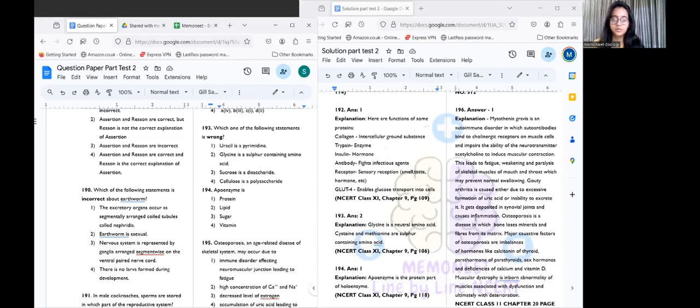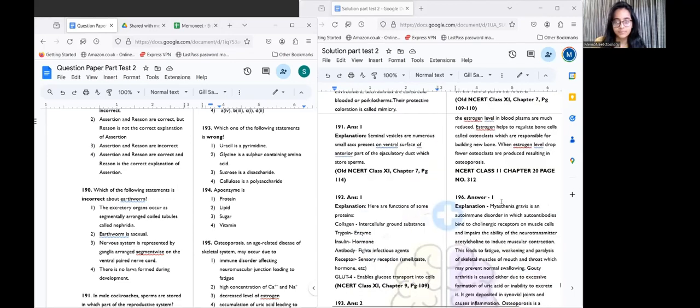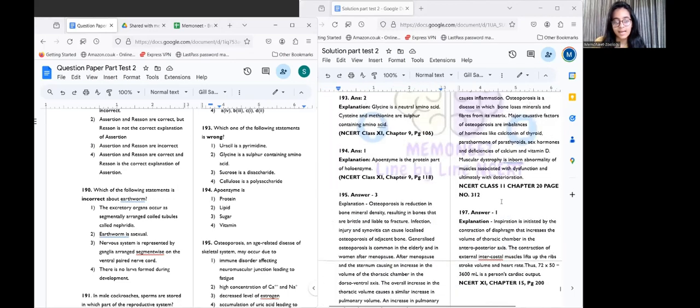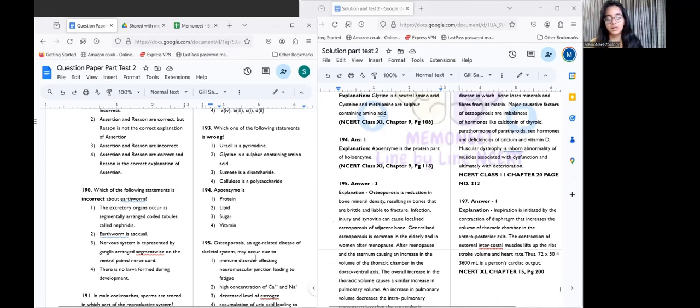For 195, osteoporosis, an age-related disease of the skeletal system, may occur due to what? Anything related to bones and due to increased age occurs in females due to decreased level of estrogen. So what happens? Basically, as age increases, the level of estrogen in the body decreases.